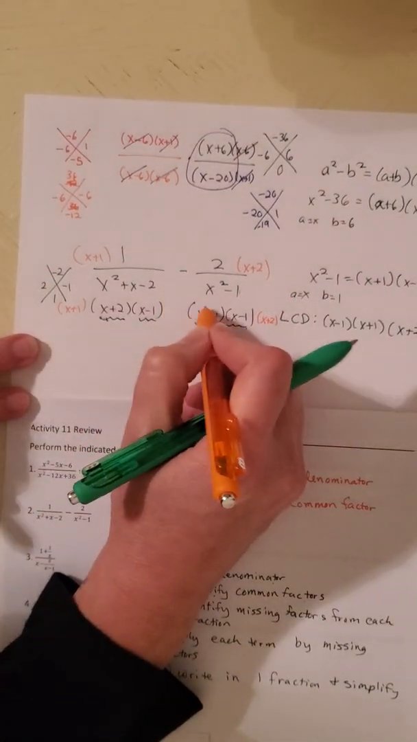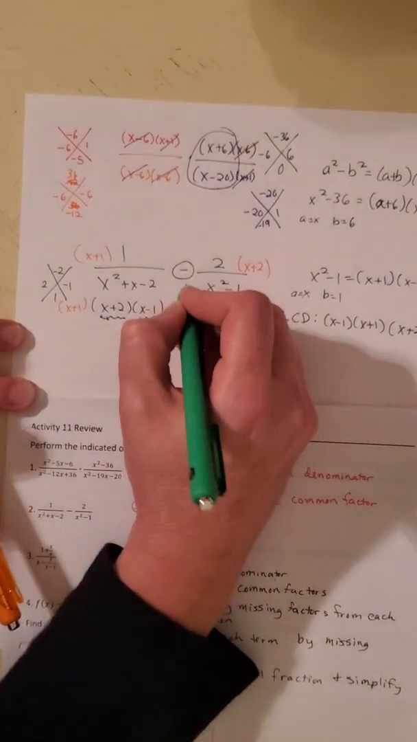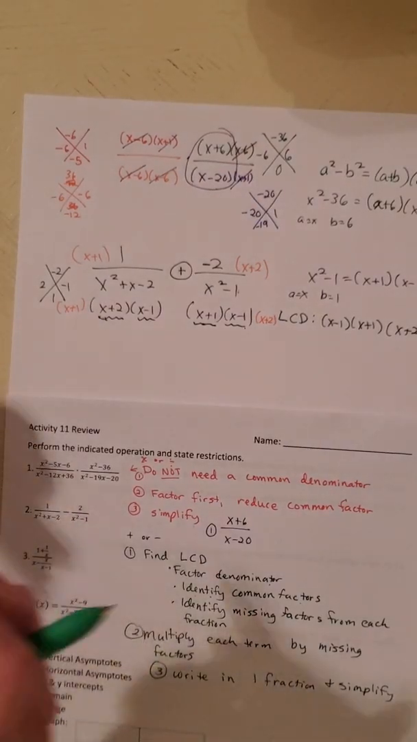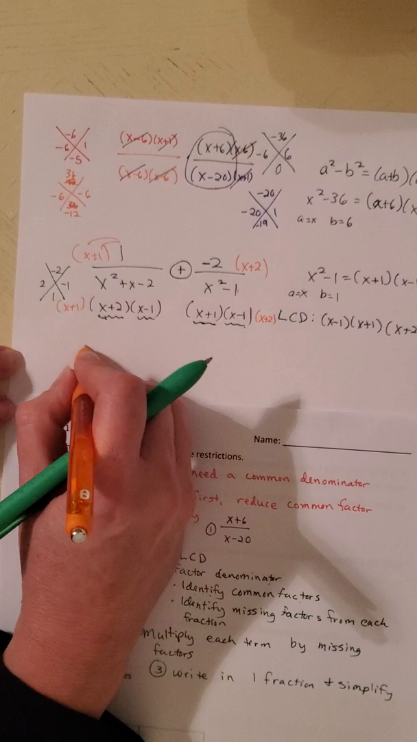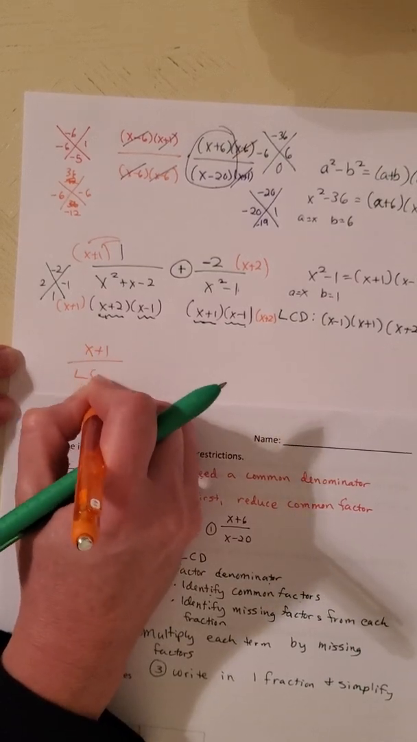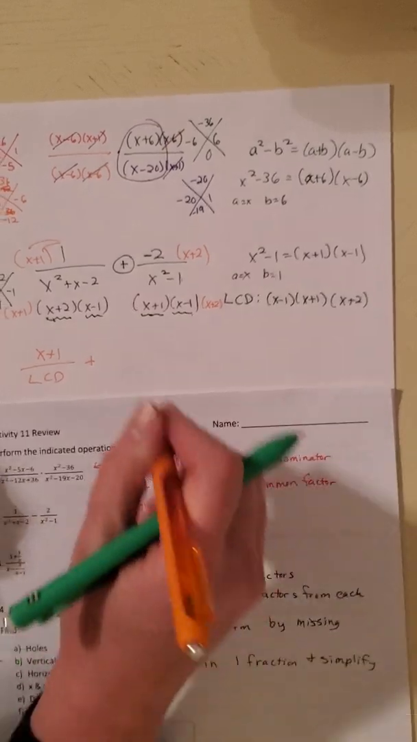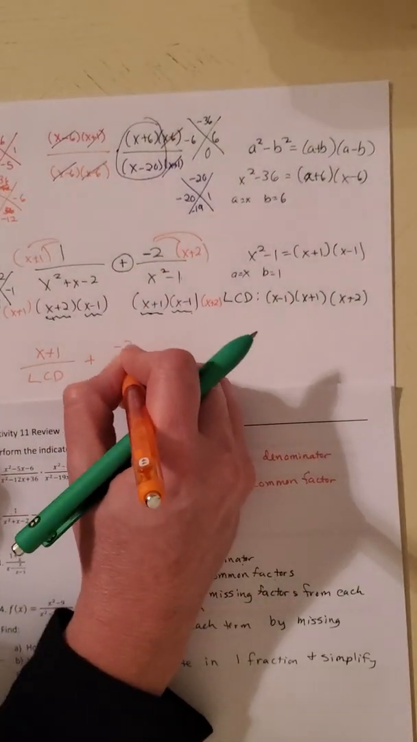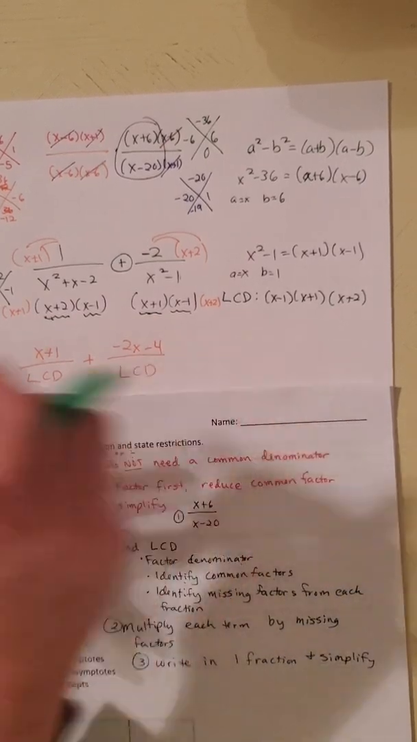And so before I do that, I'm going to go ahead and make sure that I take care of this subtraction sign. I'm going to put plus and put my minus right there. All right, I would distribute through, but 1 times 1, x plus 1 is just x plus 1 over the LCD, plus I have a -2 that needs to distribute through. That's -2x minus 4 over the LCD.